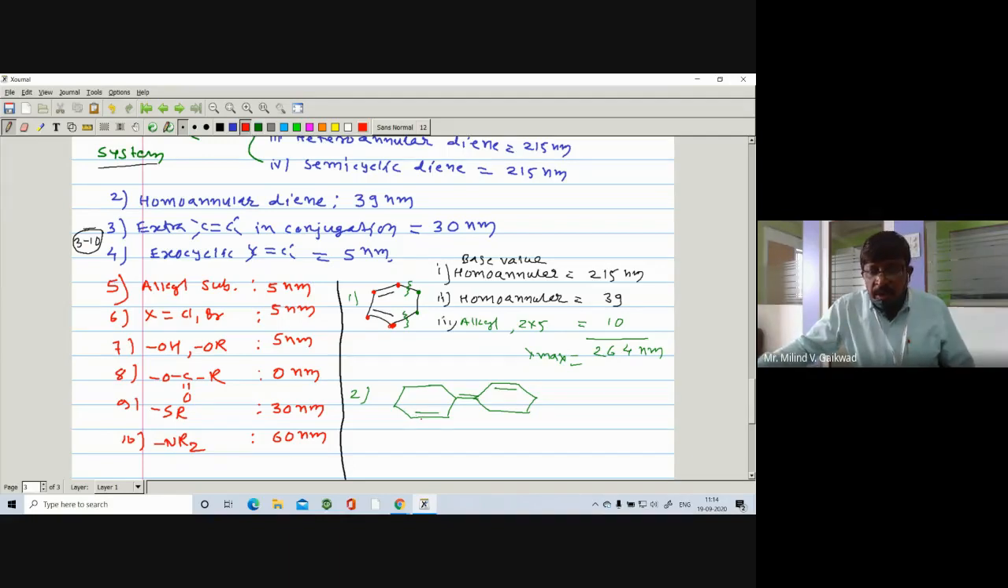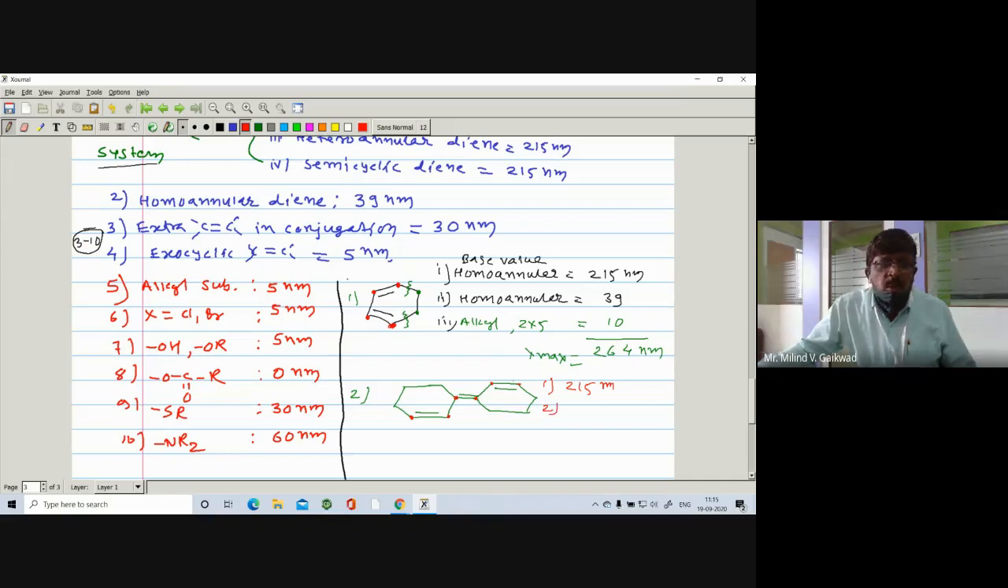Firstly, you have to find out how many pi bonds are in the conjugation. Pi bond, single bond, pi bond, single bond, pi bond. Your system starts from here: 1, then 2, 3, 4, 5, and then 6. So this is your system. There are 3 pi bonds in the conjugation. Number 1, the basic value, all are carbon-carbon double bonds, so the basic value is 215 nanometer.